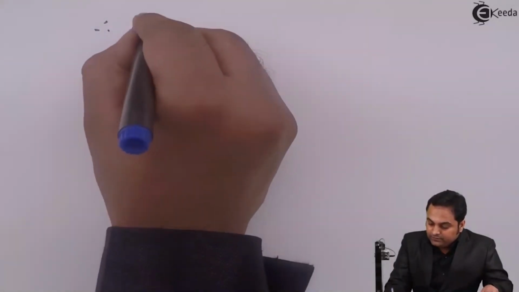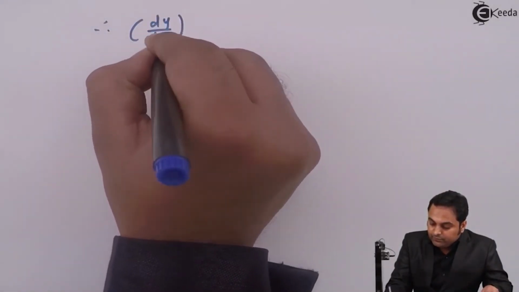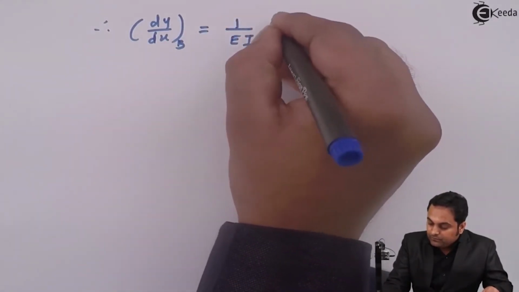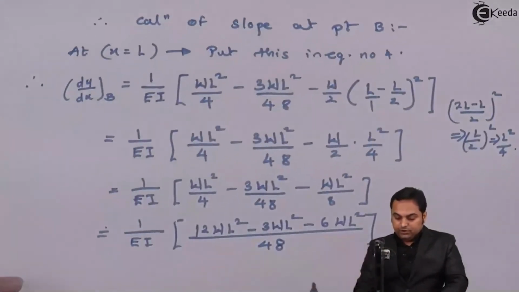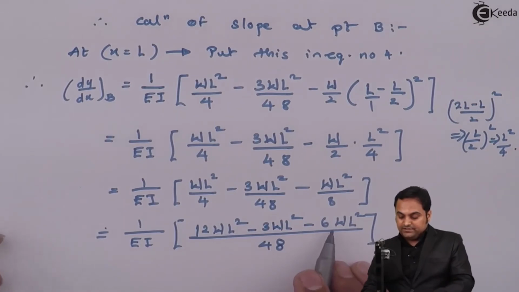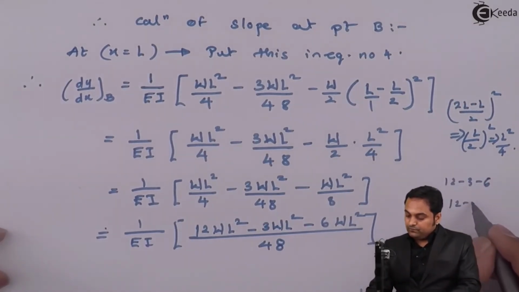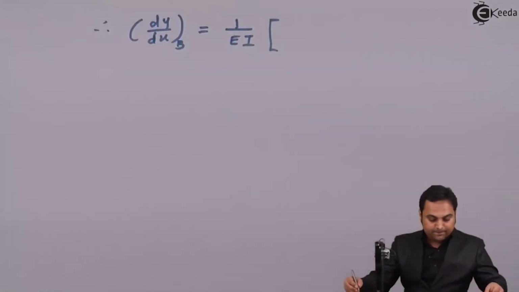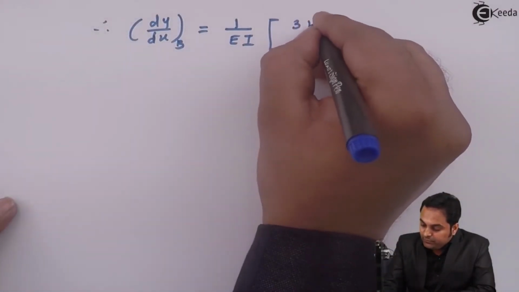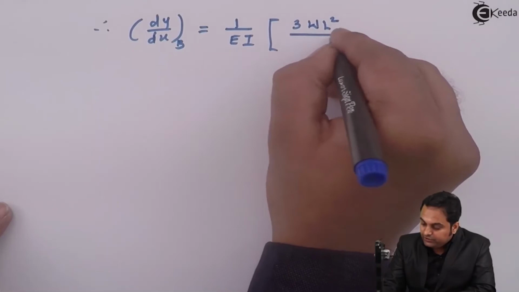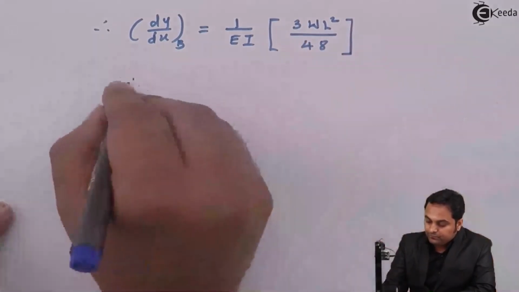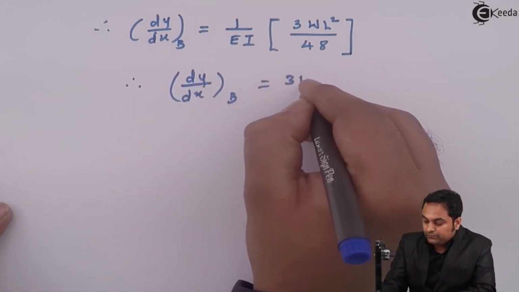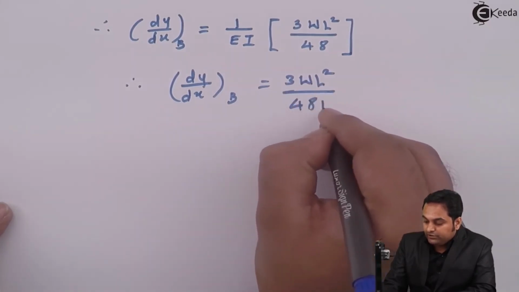Therefore dy by dx at point B will be equal to 1 upon EI. Now here we are having 12 minus 3 minus 6, 12 minus 9, that becomes 3. So we have 3wL square upon 48. So therefore dy by dx at point B is equal to 3wL square upon 48 EI.